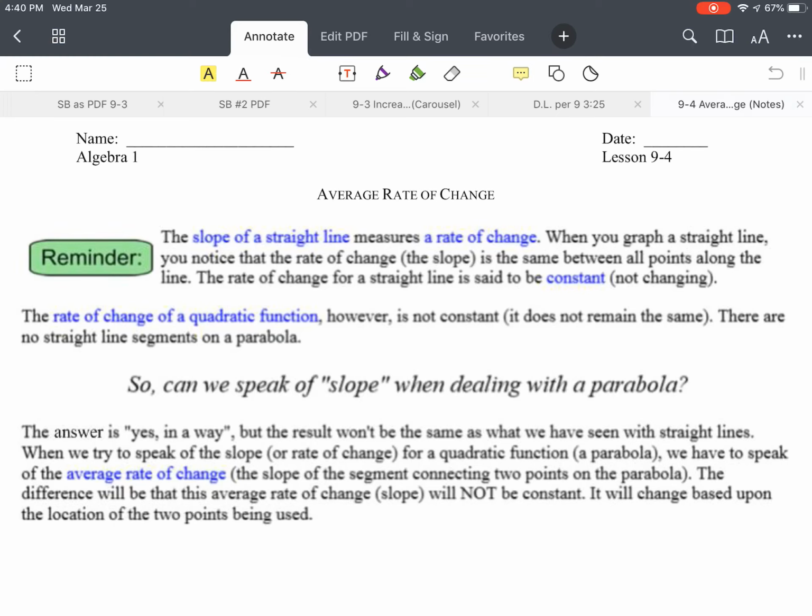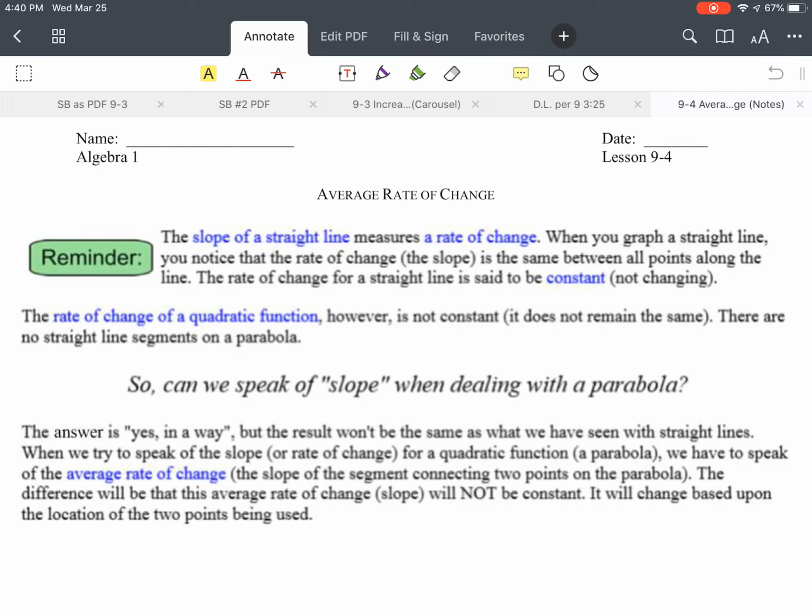We're going to learn a new topic called average rate of change today. It is in your Unit 9 notes packet. It's lesson 9-4 if you have that from when we were in school. If you don't, there's a copy on the Canvas assignment and you can just print it out or follow along and not print it out at all.